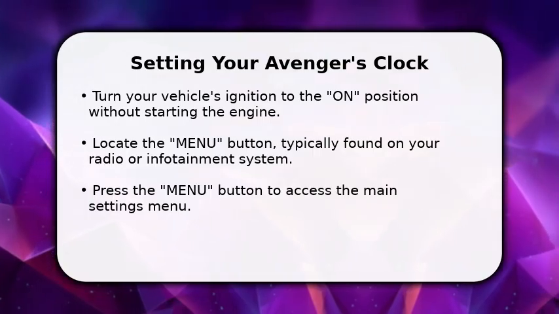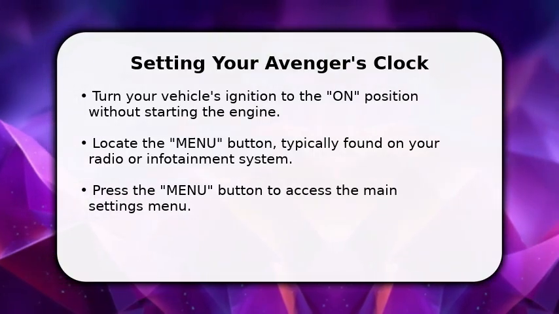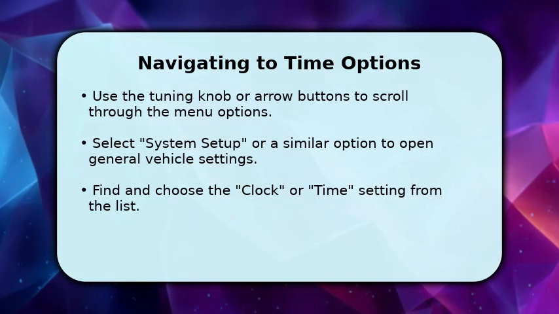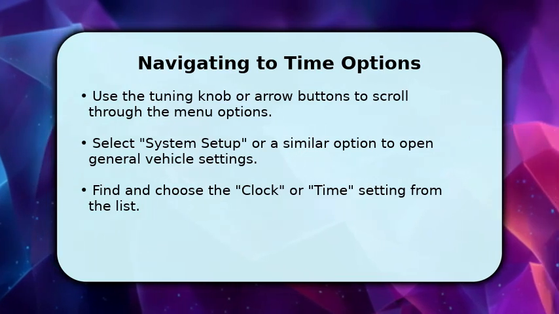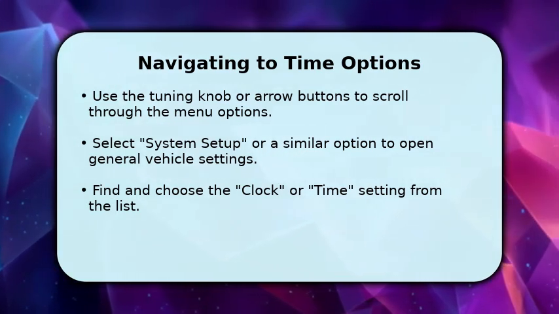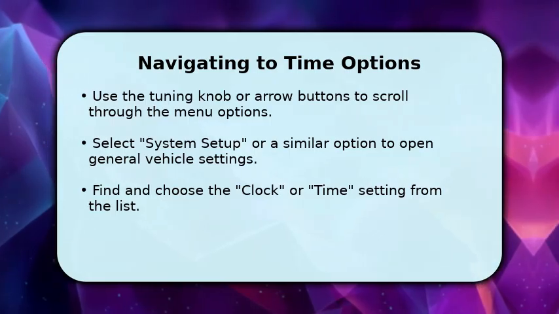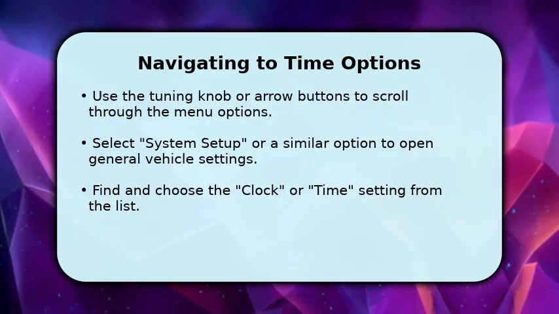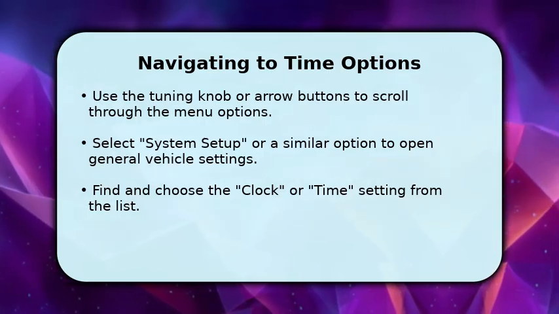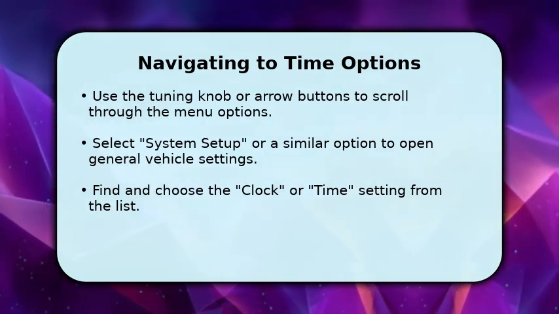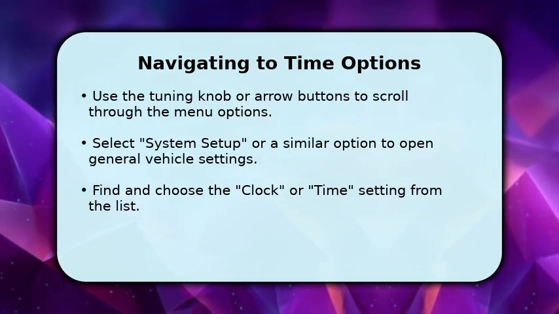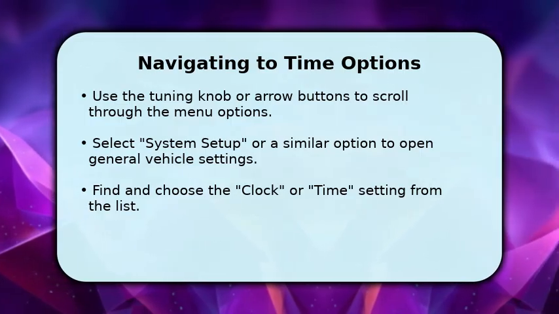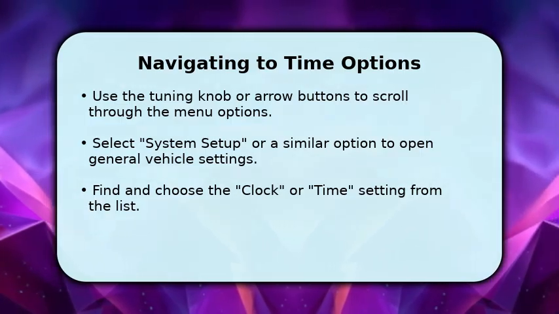Press it once to bring up the main settings menu on your display screen, which is the first step to adjusting your clock. Once in the main menu, you will need to navigate to the correct section. Use the tuning knob or the arrow buttons on your system to scroll through the available options. Look for and select System Setup, or a similarly named category, which will lead you to the General Vehicle Settings. Within this new list, locate and choose the Clock or Time option to proceed with your adjustment.